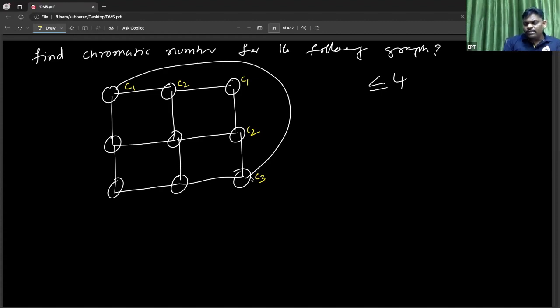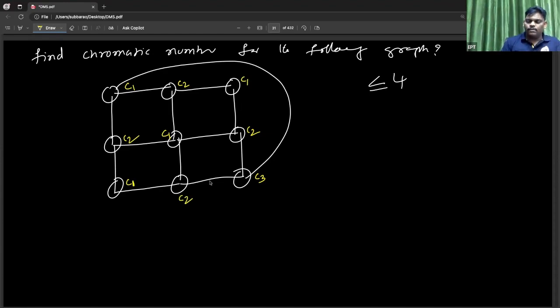But if you observe inside, all are even length. Even length cycle means bipartite or not? I think only 2 colors may be required. You can manage with 2 colors. C1, C2, again C1, C2. Now it is a C2, it is a C1. It is a C2.